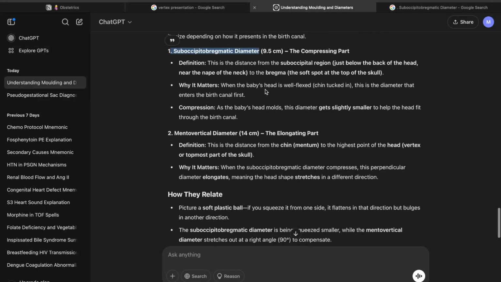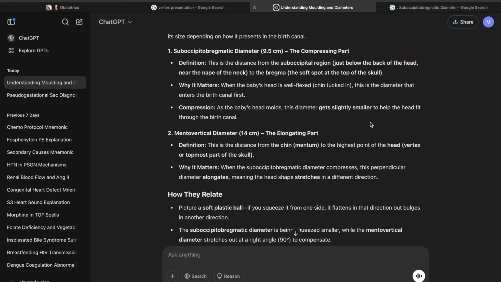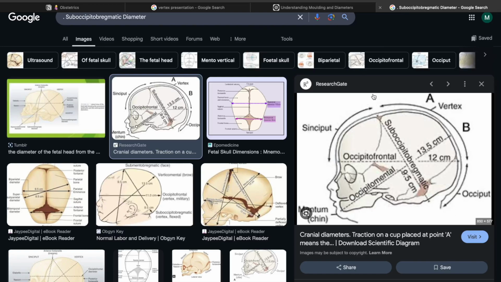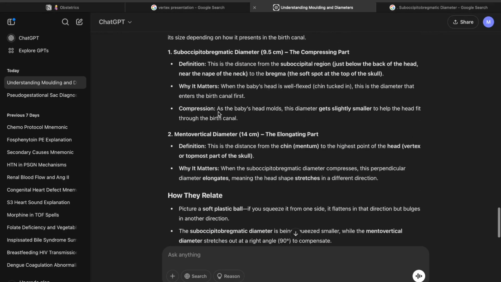Okay, when the baby's skull is well flexed, so you can flex your head. I can't show it on my camera, it's very sad. So if you flex your head, the first thing to enter the canal is this one, the suboccipitobregmatic diameter, meaning from the suboccipital region to the bregma, and they are talking about this being the compressing part.